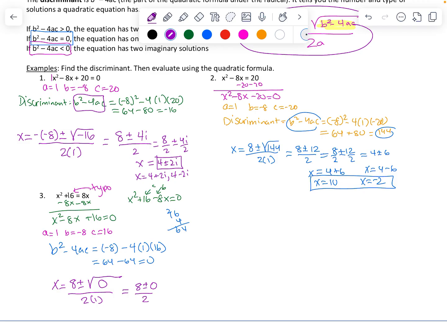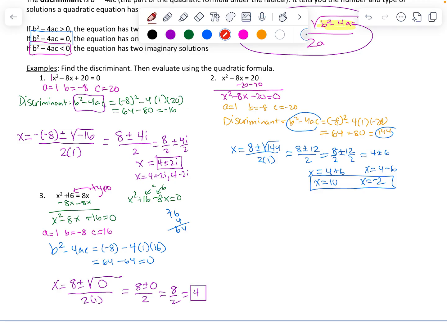And actually, you're welcome to split it up now as 8 plus 0 over 2, 8 minus 0 over 2, or you can split it up as 8 over 2 plus or minus 0. However, if you add or subtract 0 to anything, you will just get that number. So it's just 8 over 2. And 8 divided by 2 is 4. That is my only answer there.